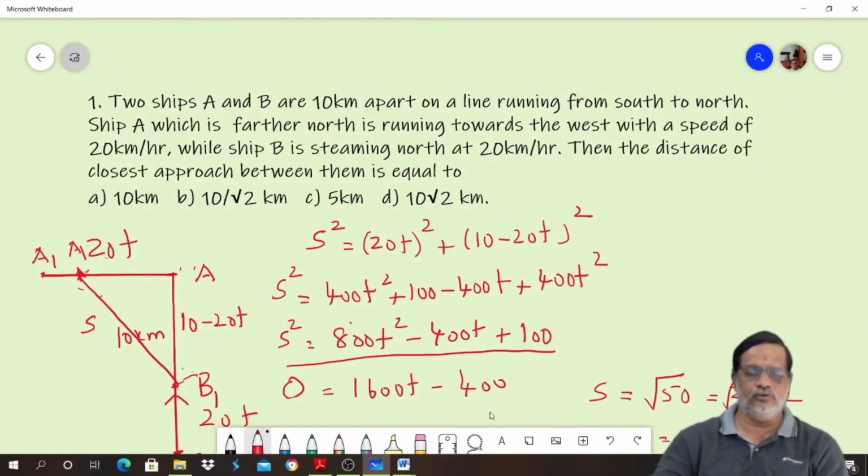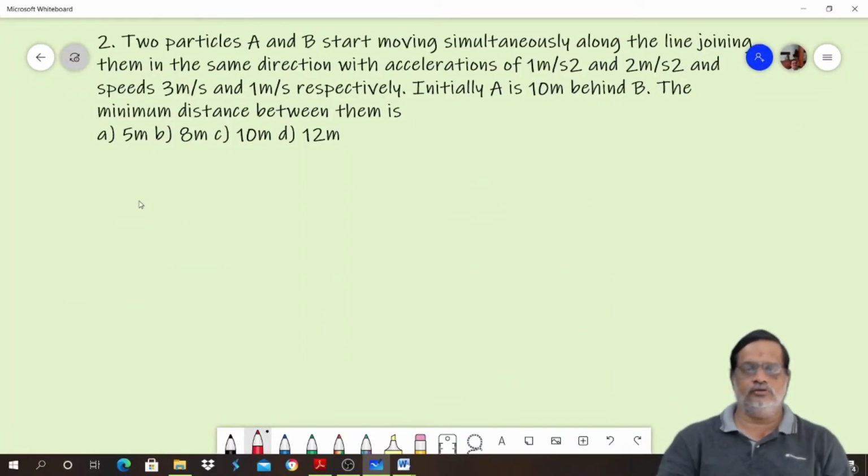So our answer is going to be option B. This is our correct answer, 10 by root 2 kilometer. Okay, so we shall move to the next problem. So this is our next problem.